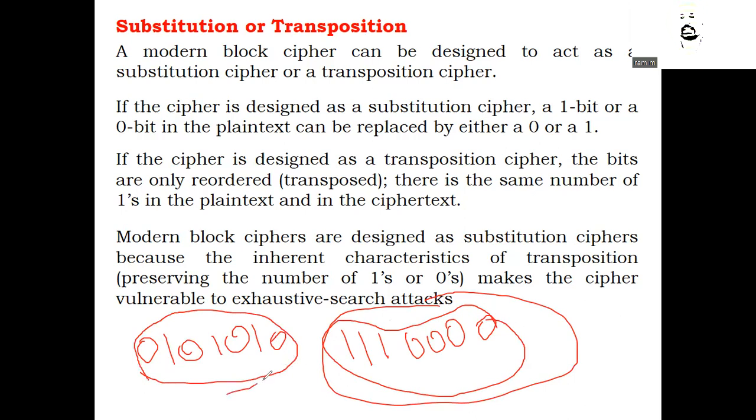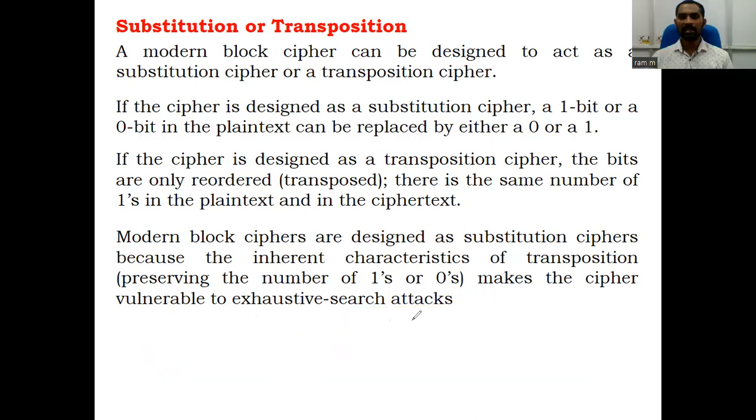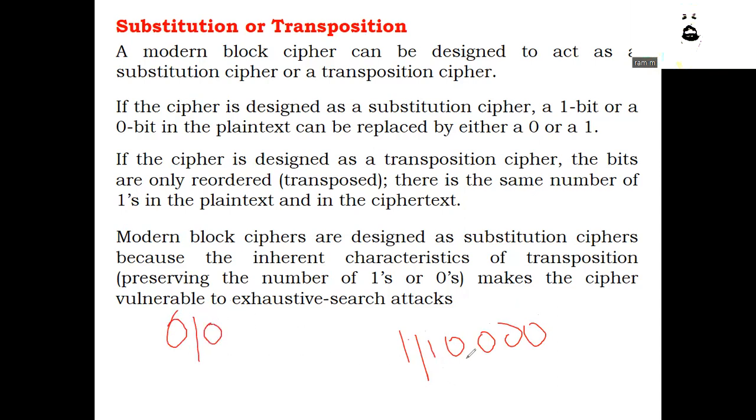This is a transposition cipher. That is, we'll have the same number of ones and zeros, but they are rearranged. Whereas in the case of substitution, if I consider the same triple one, 4 zeros, now this one I can replace with 0, this one I can replace with 1, this one I can replace with 0 again, this 0 I can replace with 0 and 1 and 0 and 0, right? 0 and 0. So this is how.